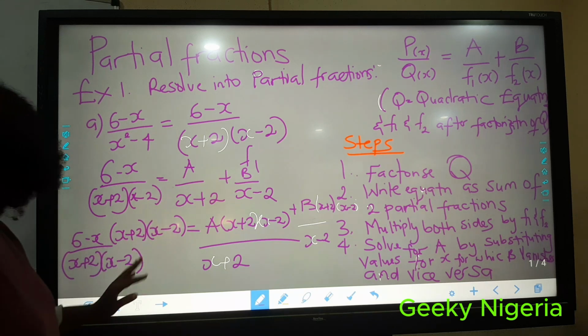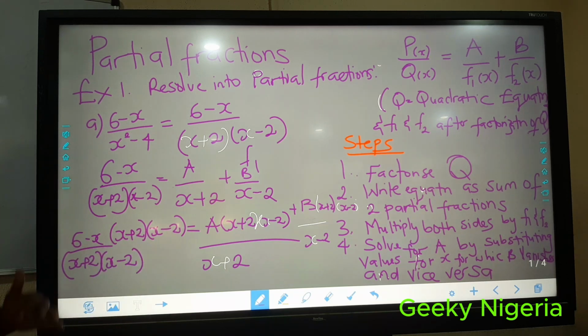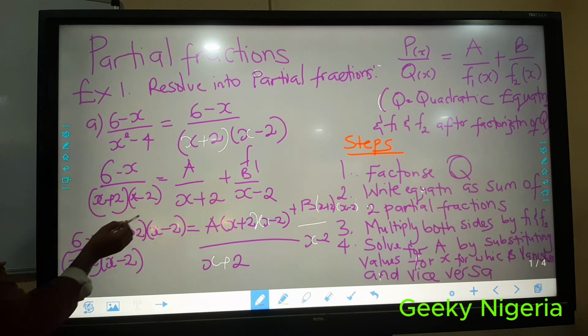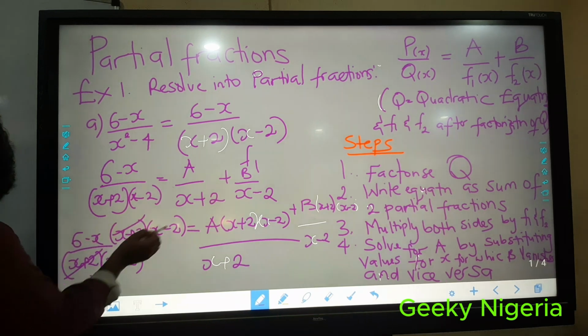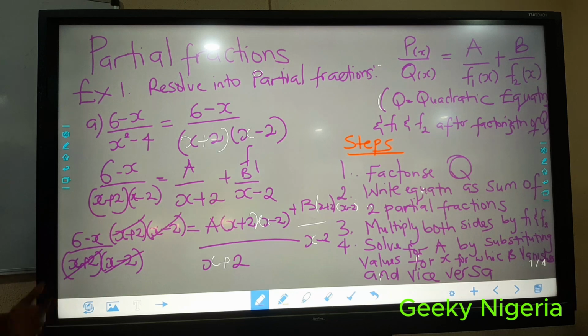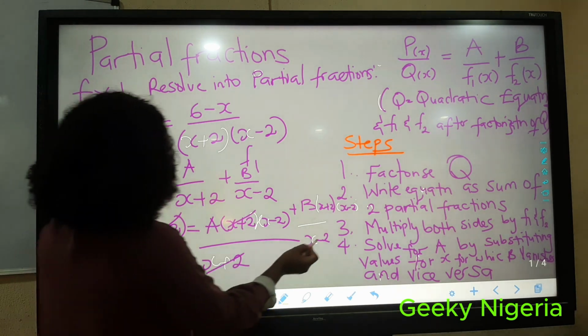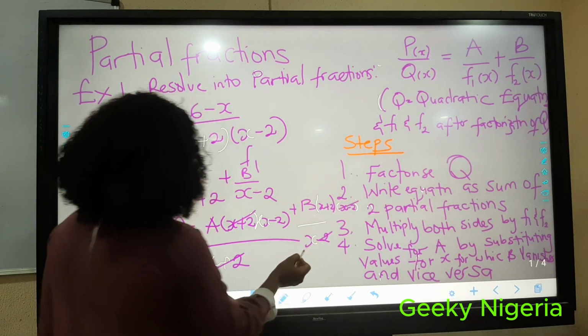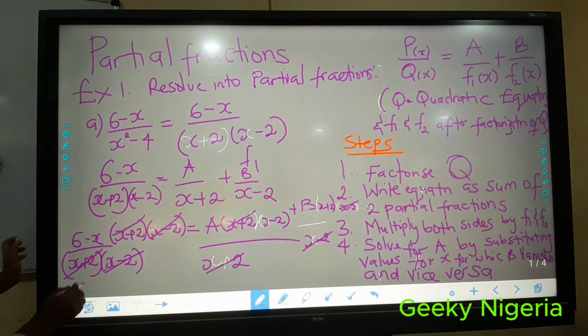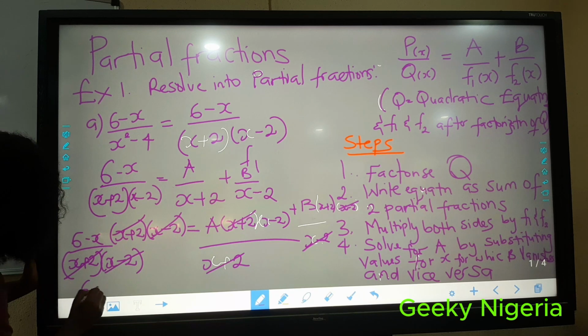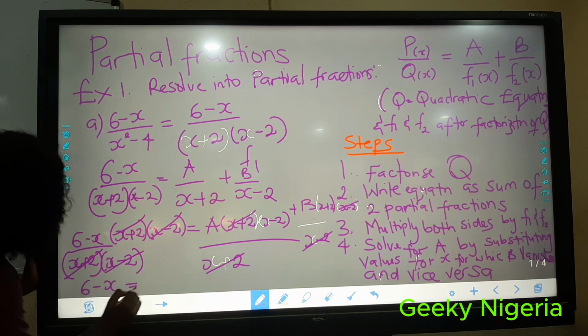Please just follow this. So what do we do? When we do that, we try to cancel out. The x plus 2 cancels this, that goes. When we come here, what can go? x plus 2 goes with x plus 2. When we come here, x minus 2 goes with x minus 2. And our equation now becomes 6 minus x is equal to what?